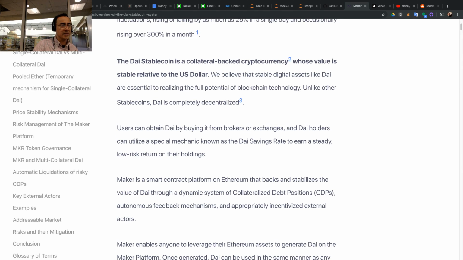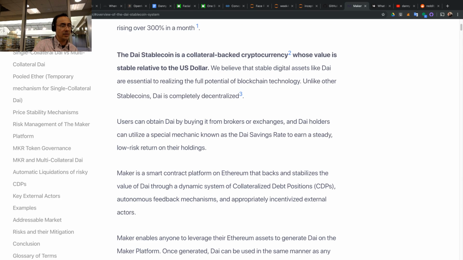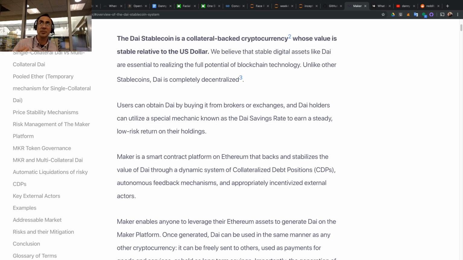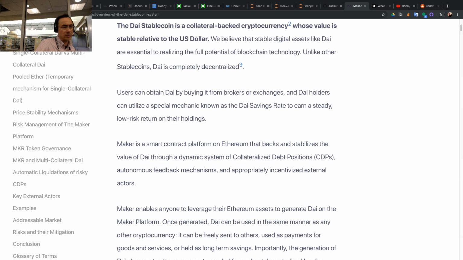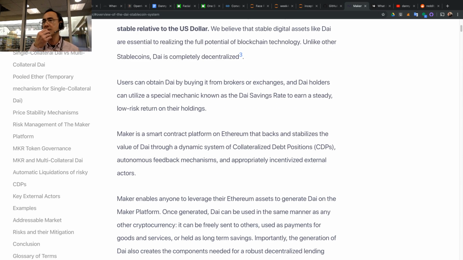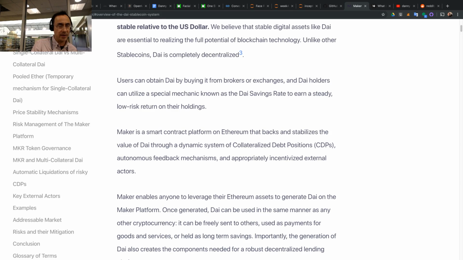So it says here, unlike other stablecoins, DAI is completely decentralized. Okay, which means the other stablecoins are more centralized, right? Like the one that I just mentioned. So users can obtain DAI by buying it from brokers or exchanges. Okay, so right now I think Coinbase just announced yesterday that they released DAI on their crypto exchange, so you can actually buy it. But I'm not really sure why you would want to buy DAI.